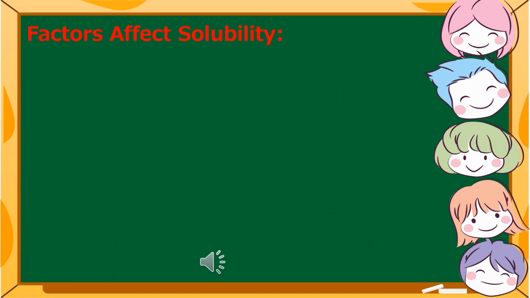We talk about solubility. Now, what are the factors affect solubility? So we have two factors. One, temperature. Number two, pressure. Temperature, the higher the temperature, the faster the rate of solubility.